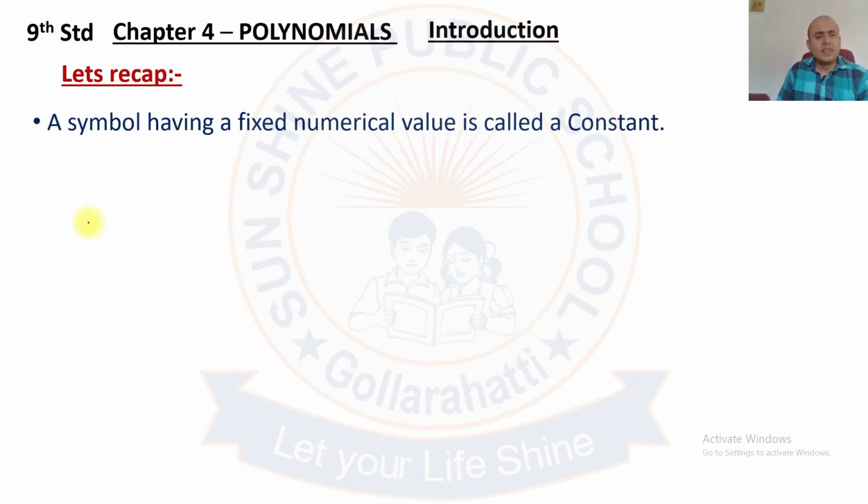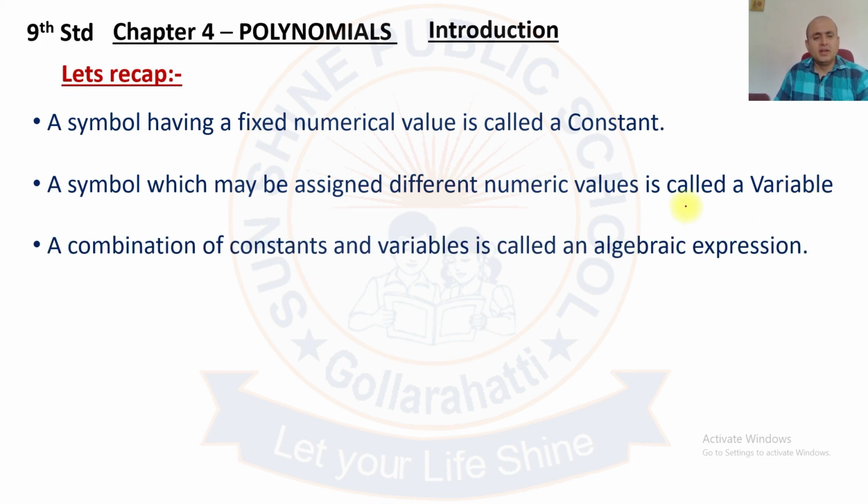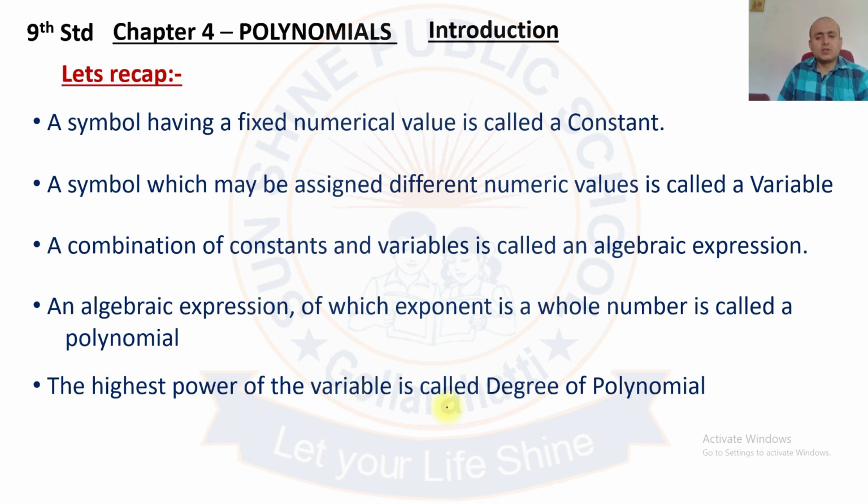Let us recap. A symbol having a fixed numerical value is called a constant. A symbol which may be assigned different numerical values is called a variable. A combination of constants and variables is called an algebraic expression. An algebraic expression in which the exponent is a whole number is called a polynomial. Only when the exponent is a whole number do we call it a polynomial. The highest power of the variable is called the degree of the polynomial.